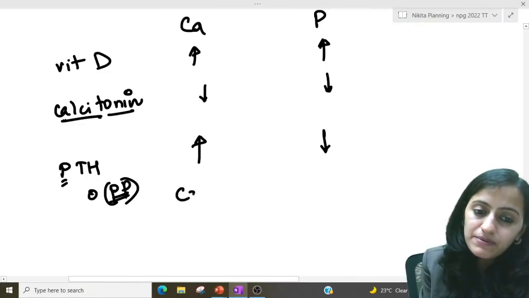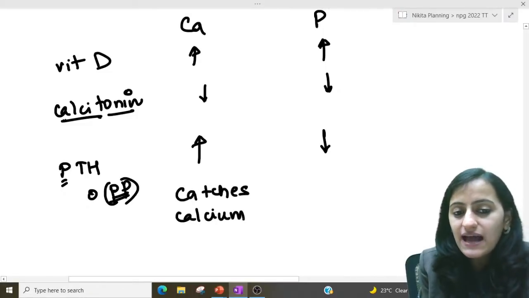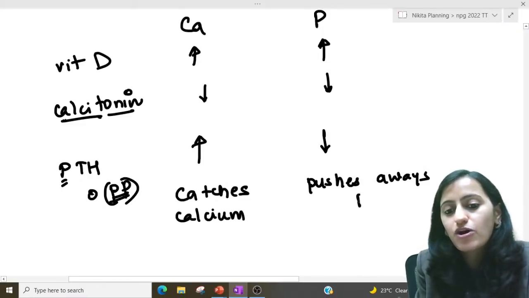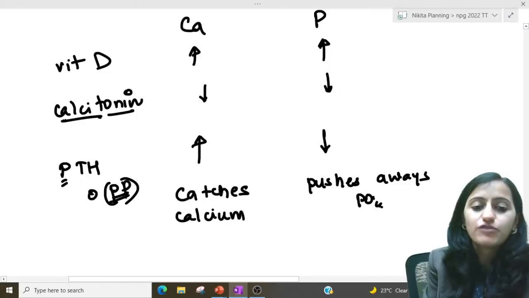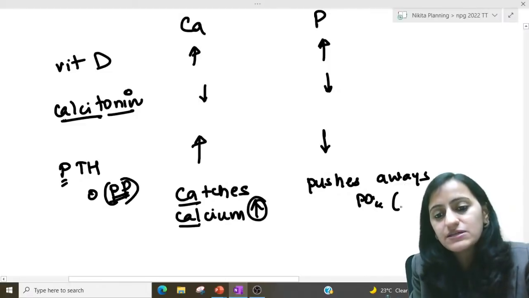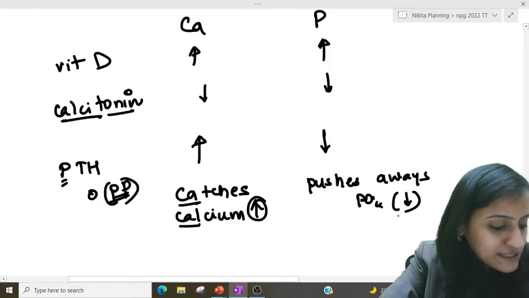The trick to remember this is that parathyroid catches calcium and it pushes away the phosphorus, right? So catches calcium means increases the calcium and decreases the phosphate. These are the most important points to be remembered.